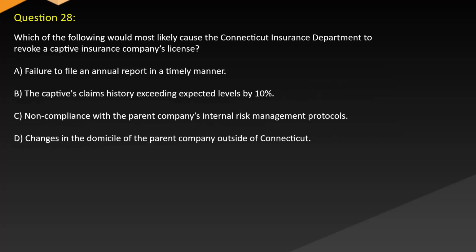Question 28. Which of the following would most likely cause the Connecticut Insurance Department to revoke a captive insurance company's license? A. Failure to file an annual report in a timely manner. B. The captive's claims history exceeding expected levels by 10%. C. Non-compliance with the parent company's internal risk management protocols. D. Changes in the domicile of the parent company outside of Connecticut.